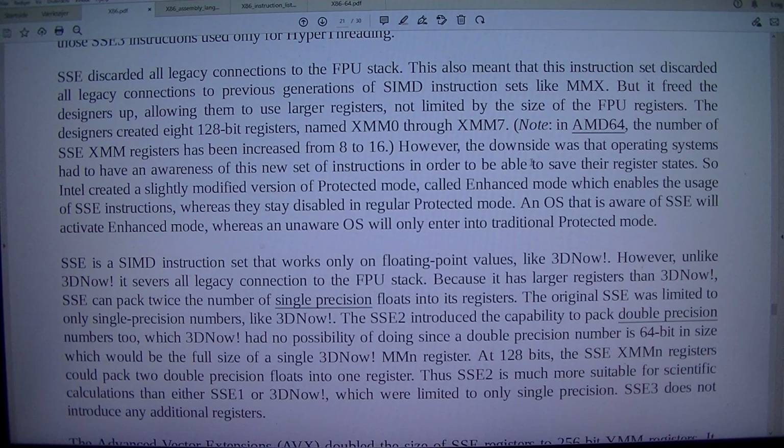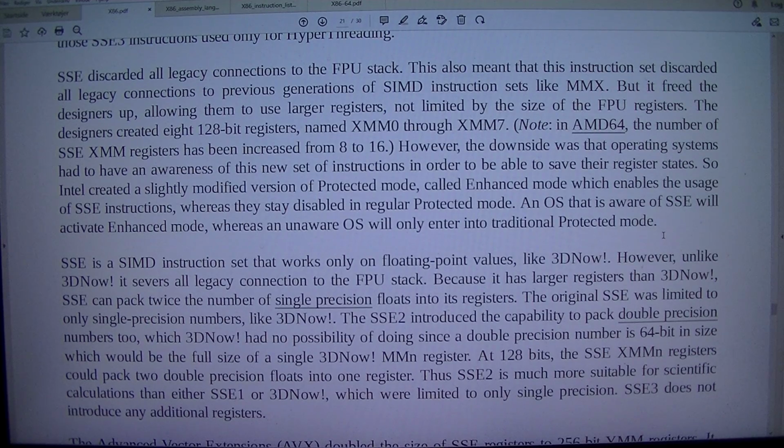However, the downside was that operating systems had to have an awareness of this new set of instructions in order to be able to save their register states. So Intel created a slightly modified version of protected mode, called enhanced mode, which enables the usage of SSE instructions, whereas they stay disabled in regular protected mode. An OS that is aware of SSE will activate enhanced mode, whereas an unaware OS will only enter into traditional protected mode.